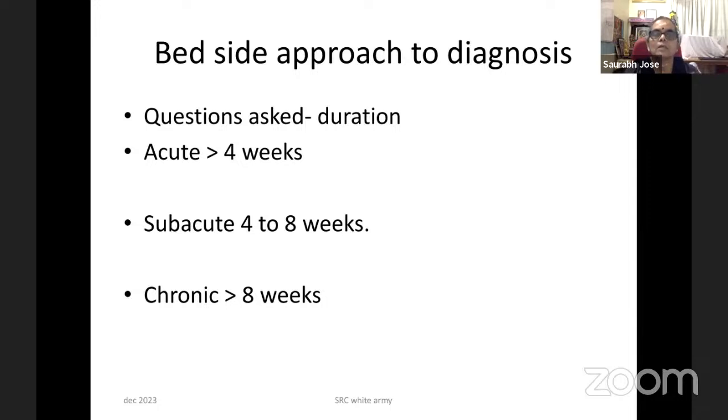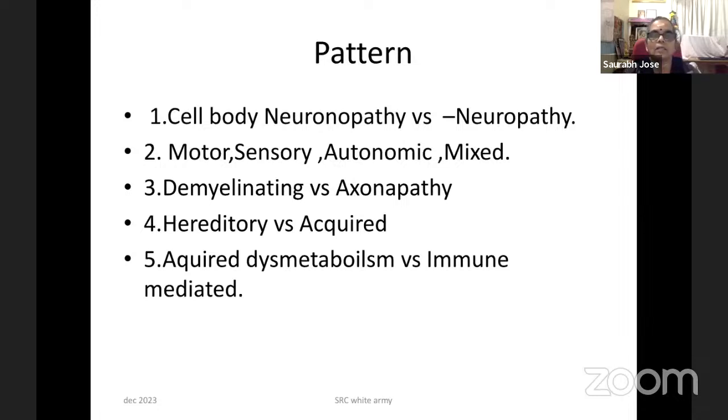No? Then at the bedside, we'll ask, as I said, duration: acute is 4 weeks, subacute is 4 to 8 weeks, and chronic is more than 8 weeks. And then is the pattern. So pattern of involvement. We have picked up the time scale, we have picked up the structures involved. Then you are putting them into some patterns.